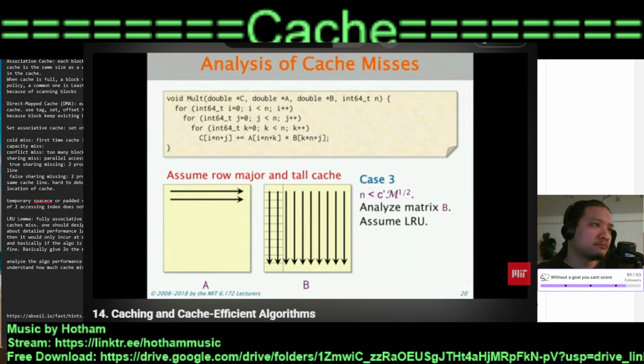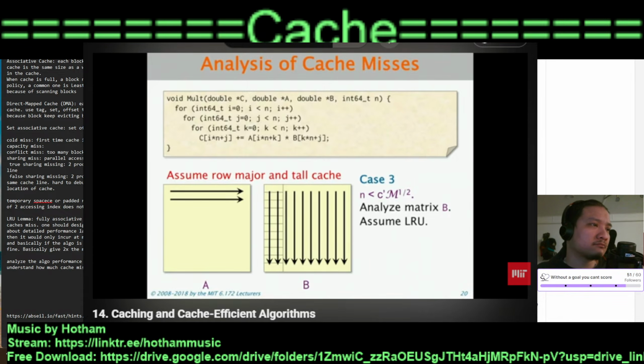Yes? Is it just n for like the first column? Yeah, so for the first column, it's going to be n. What about the second column? No misses for the second column. Right. So basically for the first row of A, the analysis is going to be the same as before. I need n squared over B cache misses to load the cache in.